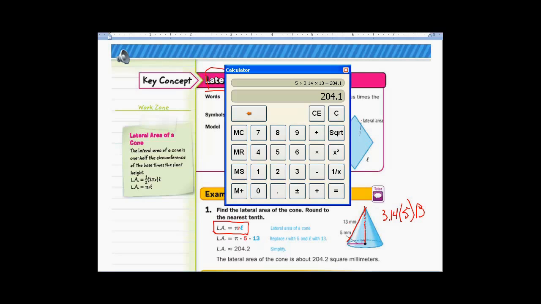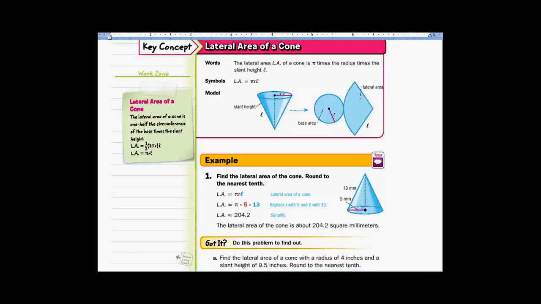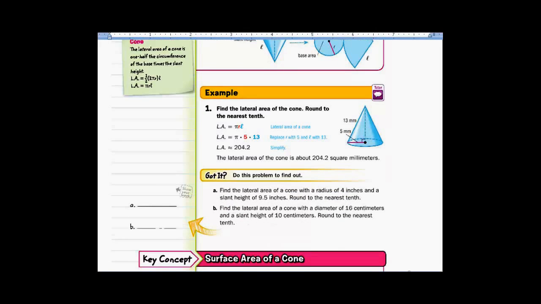It's still area, it's lateral surface area, so you're still going to have a label that is squared. So 204.1 square millimeters. That's it. Not too bad, right? You just have to be able to plug in numbers. Really, formulas, especially for area, you just have to be able to plug in numbers, but the most important part is you plug in the right numbers. All right.